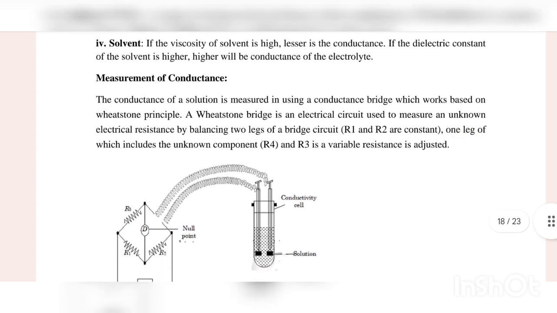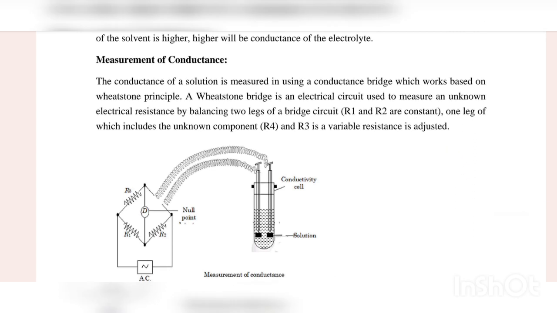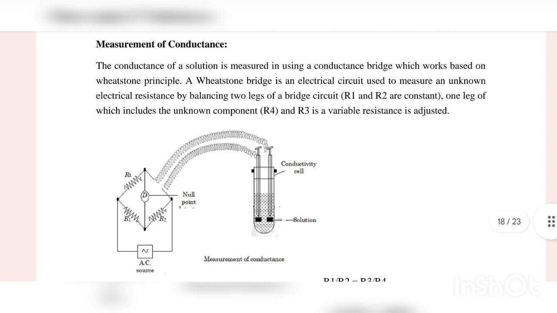Then how can we measure the conductance of a particular solution? The conductance of a solution is measured using a conductance bridge called a Wheatstone bridge, which works based on the Wheatstone principle. The typical Wheatstone bridge consists of an electrical circuit, and here the electrical resistance is measured by balancing two legs of a bridge. For example, suppose R1, R2 are the two constant resistances, and R3 is a variable resistance that we can adjust using a resistance box. Then suppose R4 is the unknown resistance.